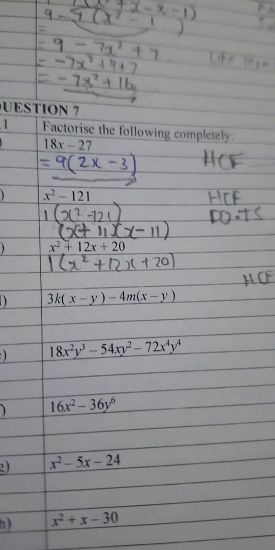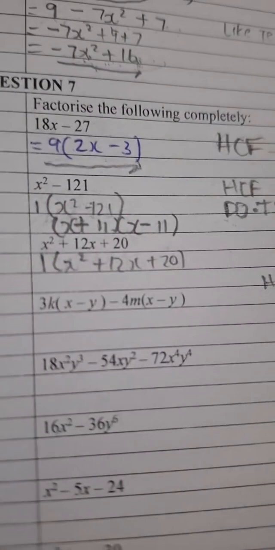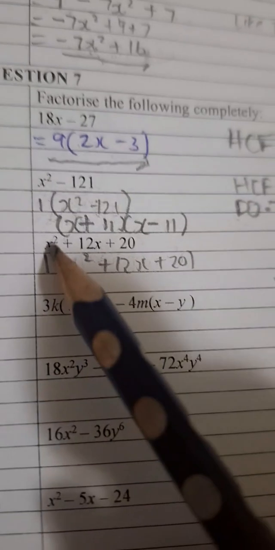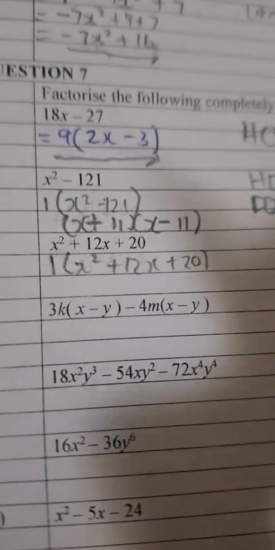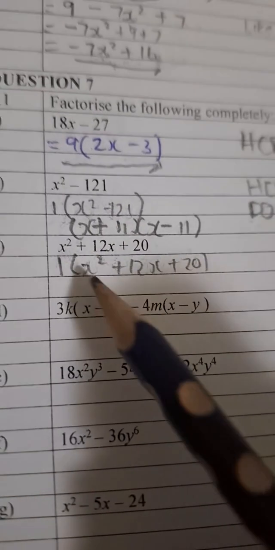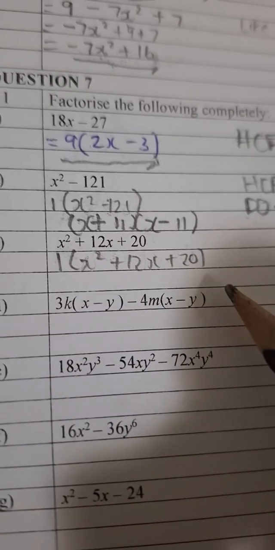So when I take out my highest common factor, I take out 1. And then what am I left with inside the bracket? x squared plus 12x plus 20. Then inside the bracket, what do I notice? I still have the same expression, but instead of there being 1, 2, 3 terms, I now have 1 term. Why? Because when you have brackets around however many terms, it becomes 1.